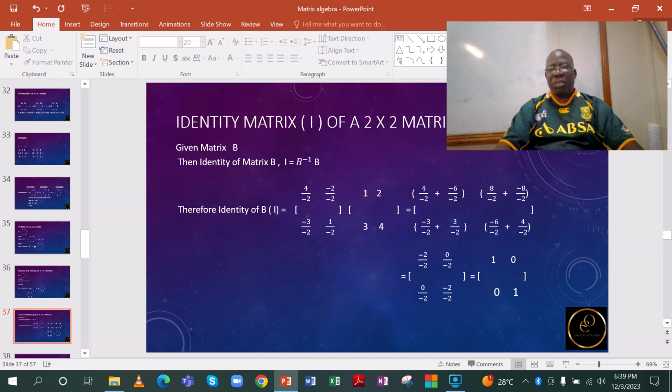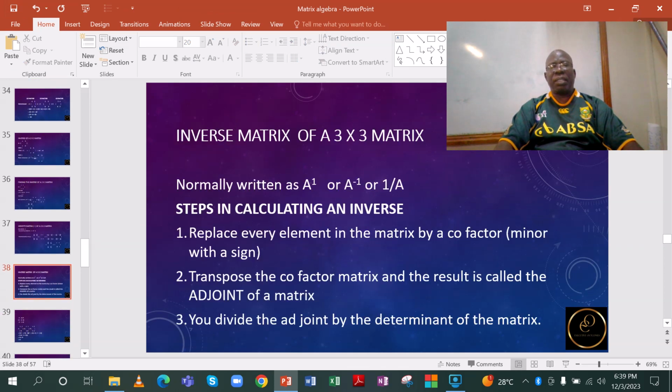That's sorted out. We move on to look at the inverse matrix of a 3 by 3 matrix. We have looked at how to come up with the inverse matrix of a 2 by 2 matrix. Now I want to look at the inverse of a 3 by 3 matrix, normally written as A to the power negative 1, or simply 1 over A. That is the symbol for the inverse of a matrix.